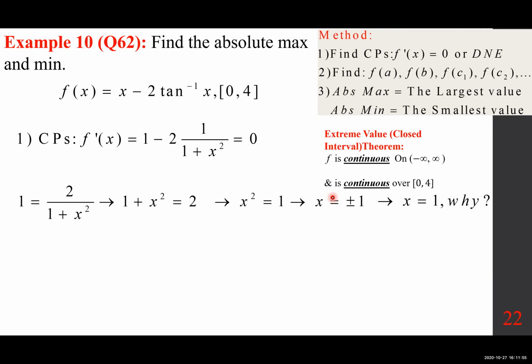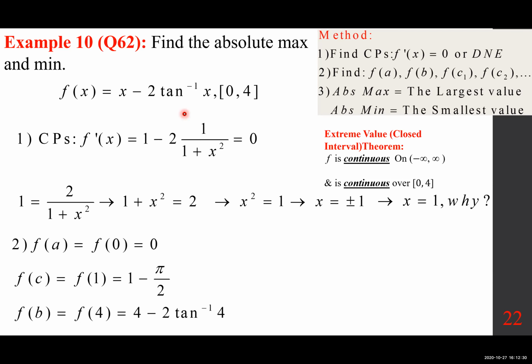Now, your next step is to evaluate. If you plug in 0, that's 0 minus 2 tan inverse of 0. You may remember tan inverse of 0 is 0 because tan of 0 is 0. So that gives you 0. If you plug in 1, you get 1 minus 2 tan inverse of 1. Now, tan inverse of 1 is pi over 4 because tan of pi over 4 is 1. So minus 2 times that gives you minus 2 times pi over 4 or minus pi over 2. And for 4, you just write 4 because that's a precise answer.